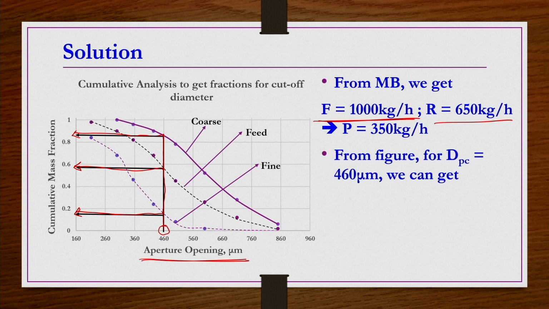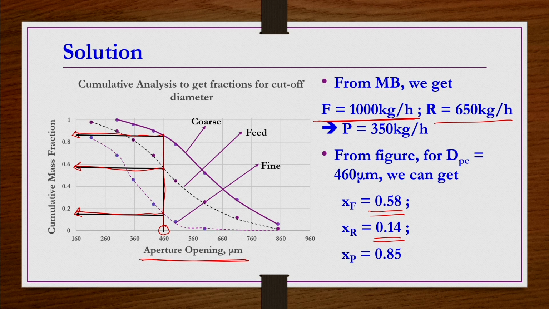From this graph, for DPC 460 microns, we get XF as 0.58: at the point where the vertical line intersects the feed curve, the corresponding mass fraction on the y axis is taken as XF, that is 0.58. Similarly, for XR at 460, when you draw a vertical line, wherever it intersects the fines curve, the corresponding y axis value should be taken as XR, that is 0.14.